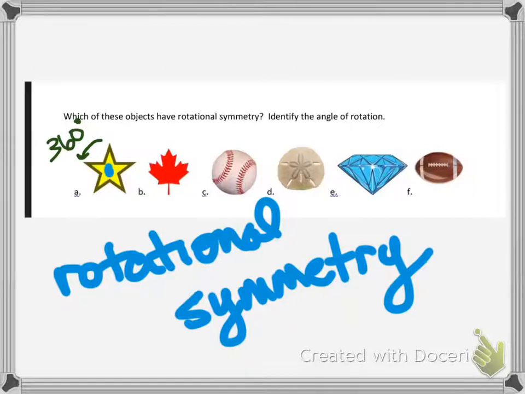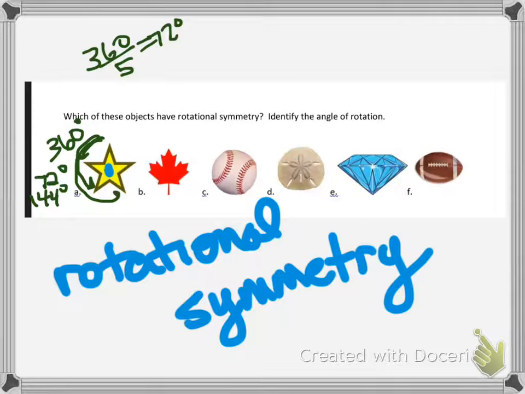And to figure out what that is, we just figure out that we have 5 points, and 360 divided by 5 gives me 72 degrees. So my angles are going to be multiples of 72 degrees. 72 degrees for 1 point over, 144 degrees to go 2 points over, 216 degrees to go 3 points over. I'm just adding 72 each time. 288 to go 4 points over, and of course 360 to go 5 points over.